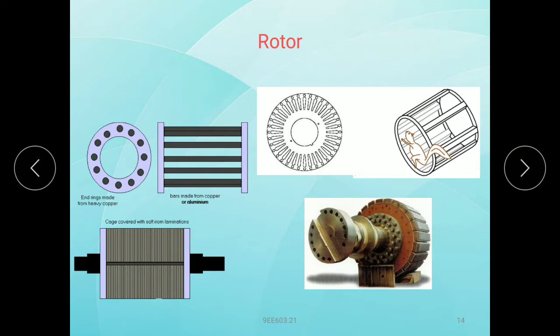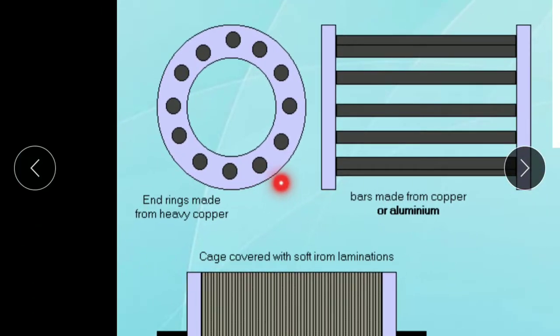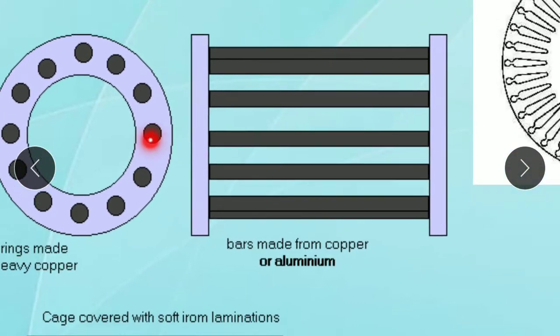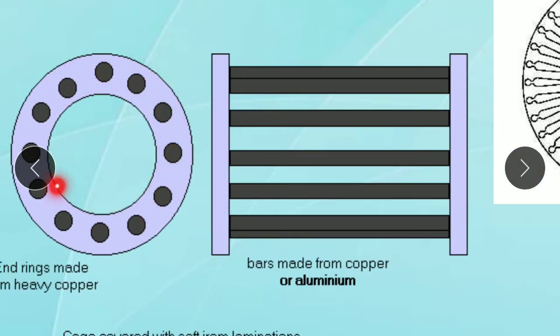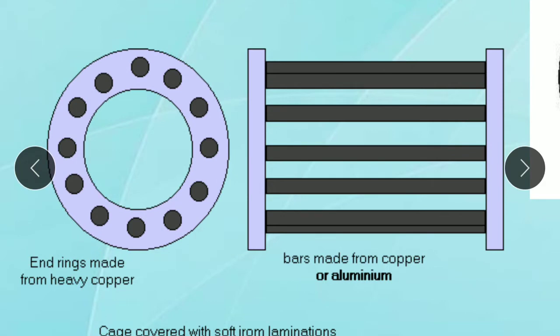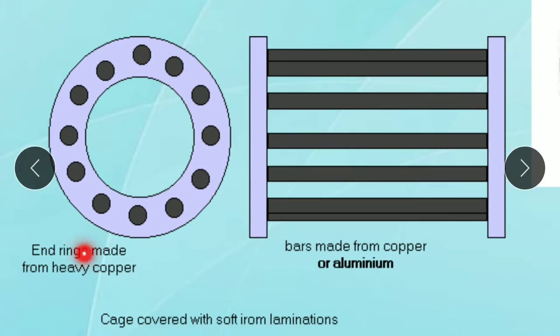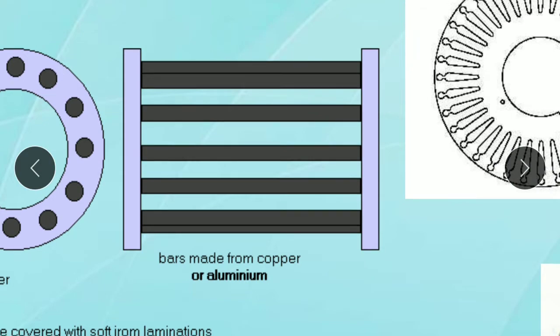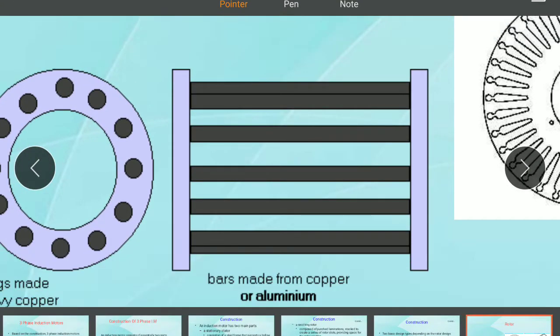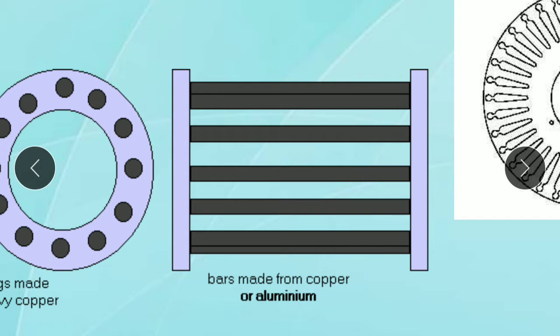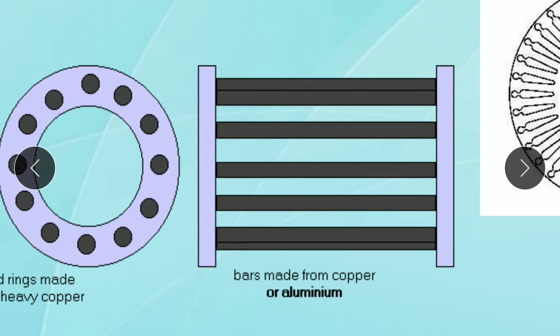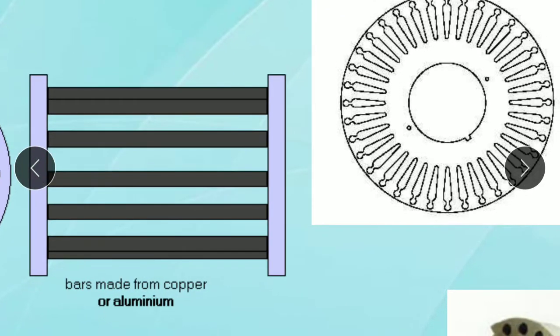Now here they are showing the rotor. Observe this one. Here this one is the end ring made from heavy copper. This one is bars made from copper or aluminum. This is the bar, copper bar or aluminum bar.